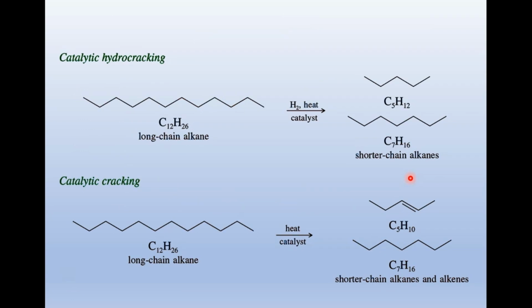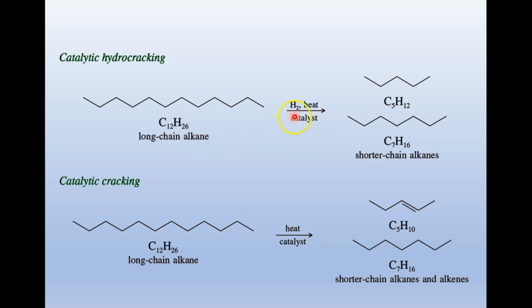All right, so here's dodecane, C12H26, a long chain alkane. That's going to have a low boiling point. Maybe it's good for asphalt or something. So something they might do over at the Sinclair is they heat this up with a catalyst.